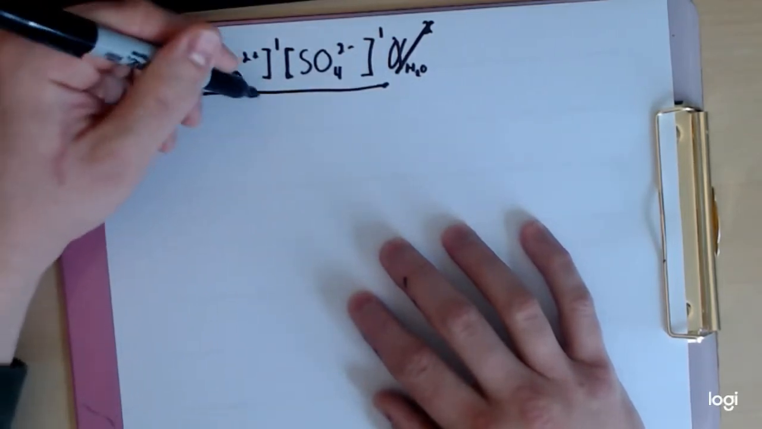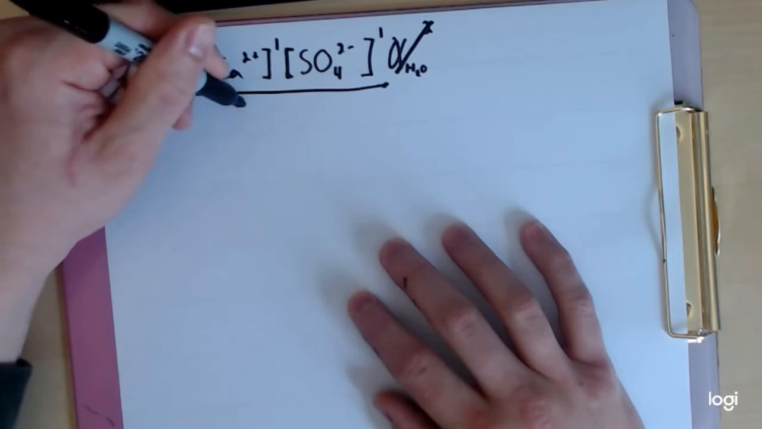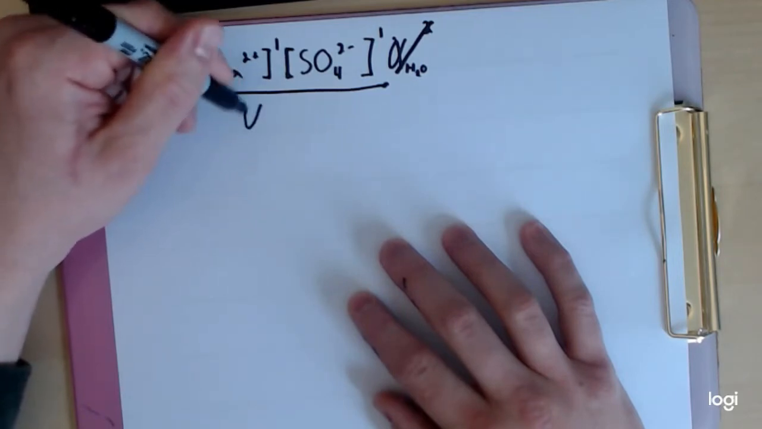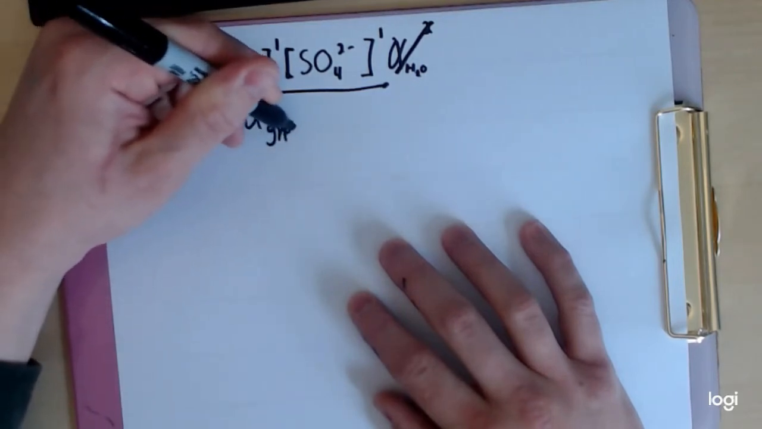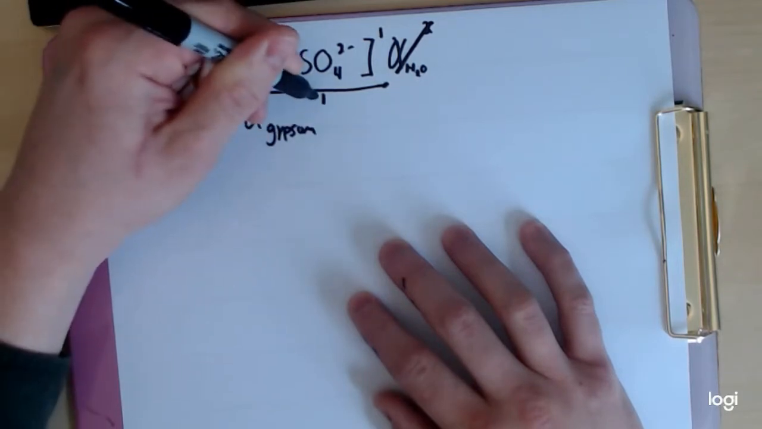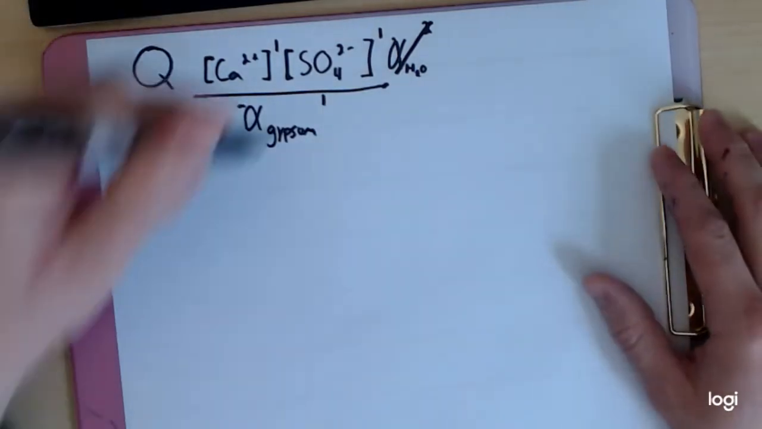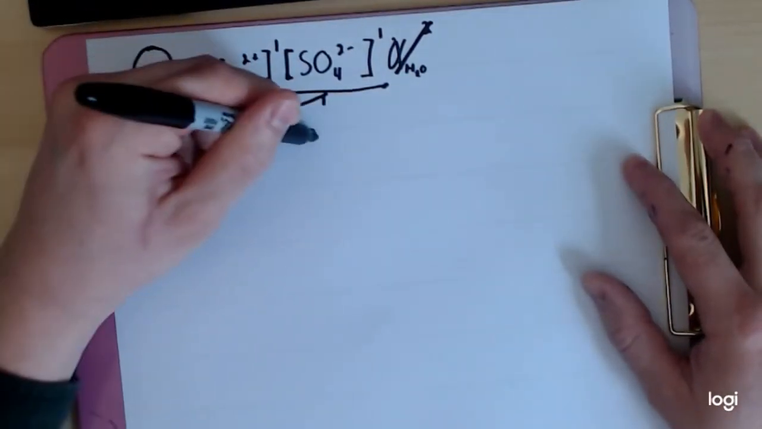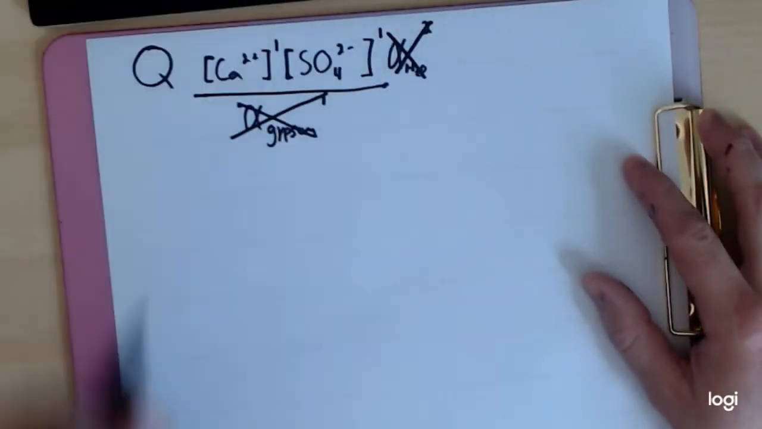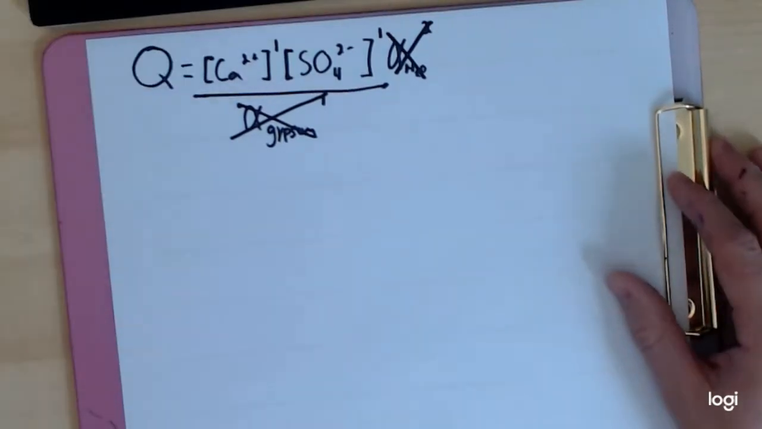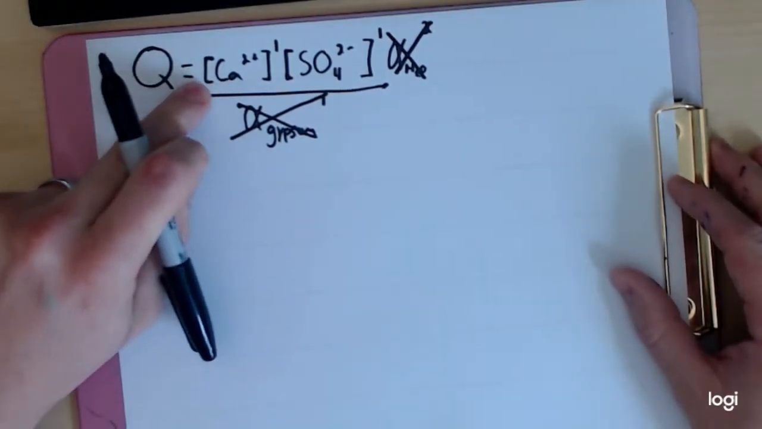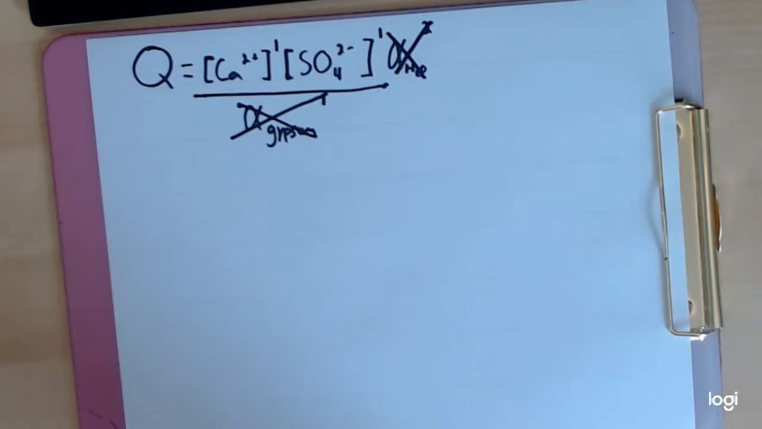Over the activity of gypsum, raised to its stoichiometric coefficient 1, but again, the activity of any pure crystalline solid is also 1, so this cancels out too. We don't need either of these in the reaction quotient. So our reaction quotient is just the concentration of calcium in solution multiplied by the concentration of sulfate in solution.